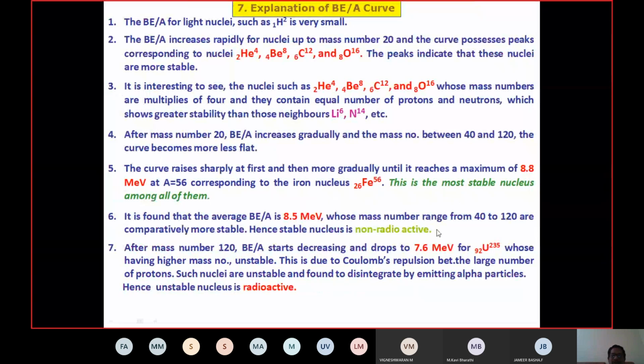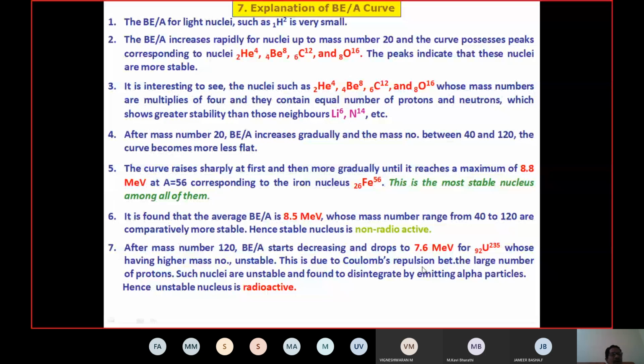That nucleus is very stable. That is called a non-radioactive nucleus, whereas some radionuclides emit radiations. Radioactivity is associated with an unstable nucleus. This is one of the important points I would like to mention.